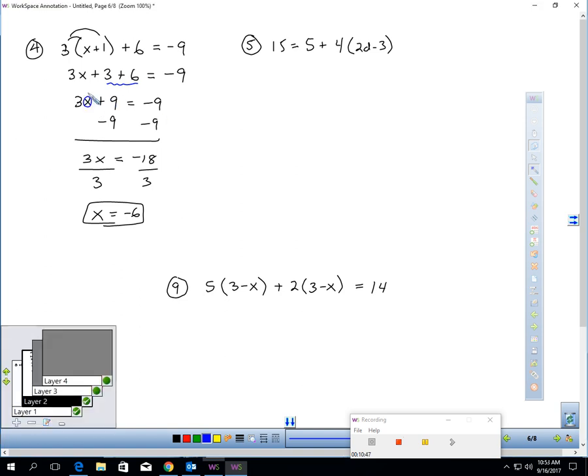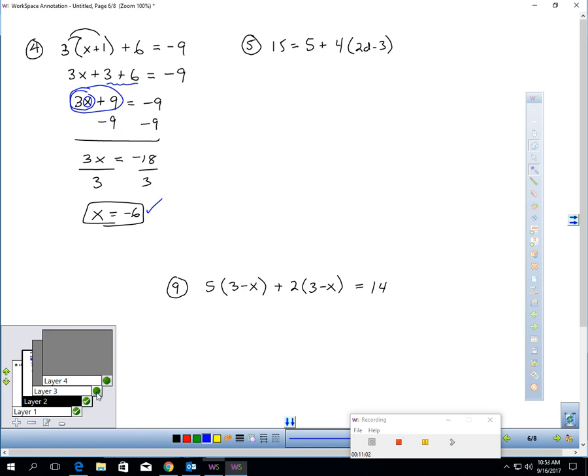Now I'm thinking about my onion, the outside layer's plus 9. So take it away, and then divide by 3. There's your answer. Make sure you check it so that this side works out to negative 9. I checked it, and it did.